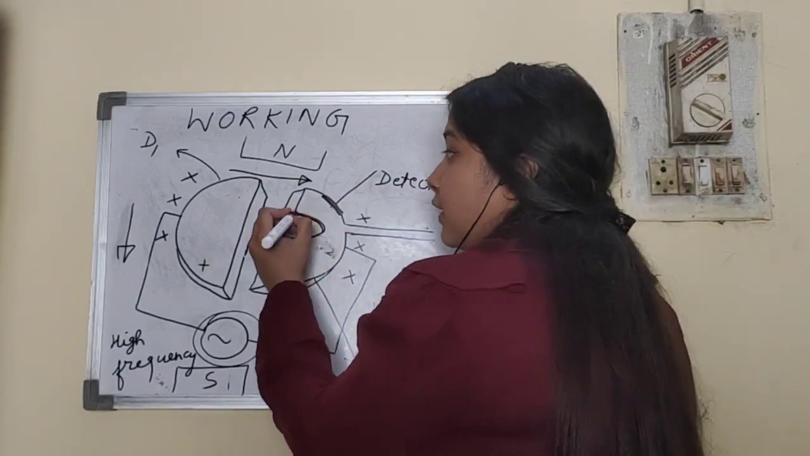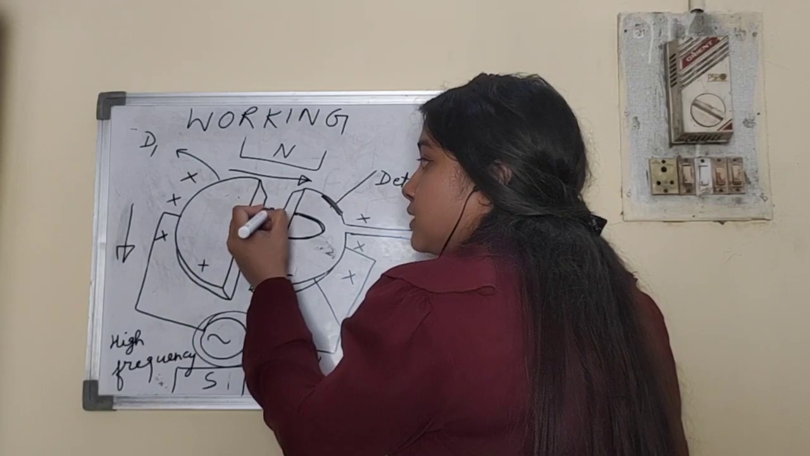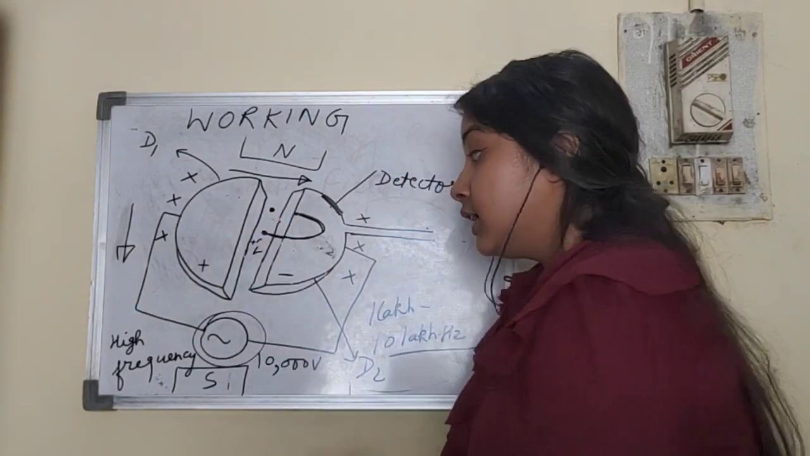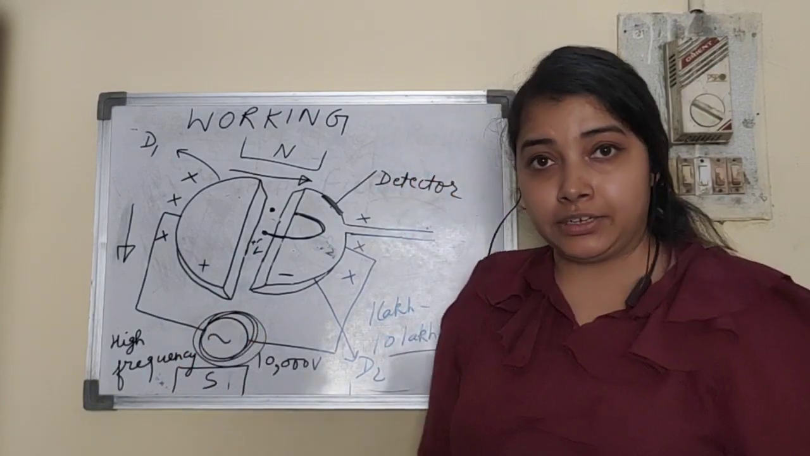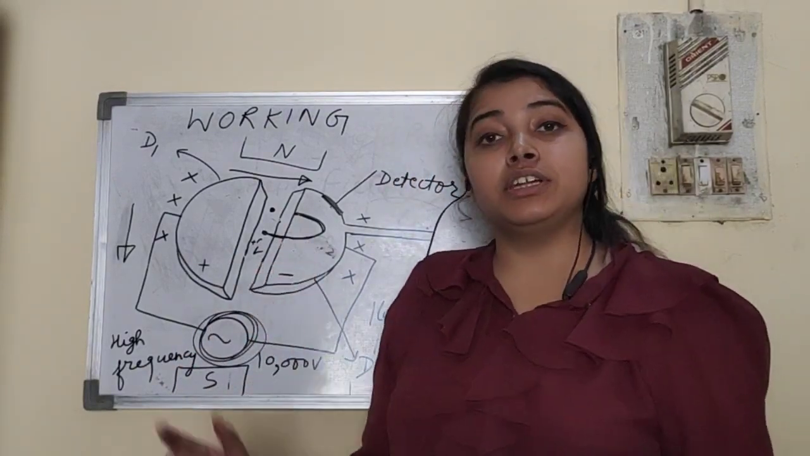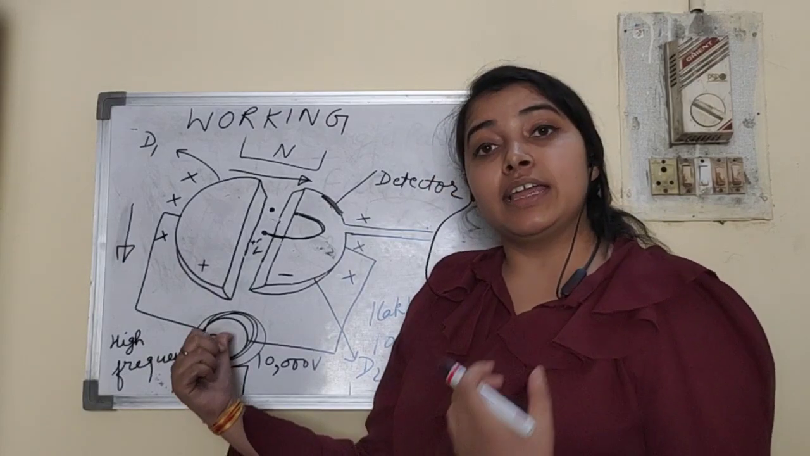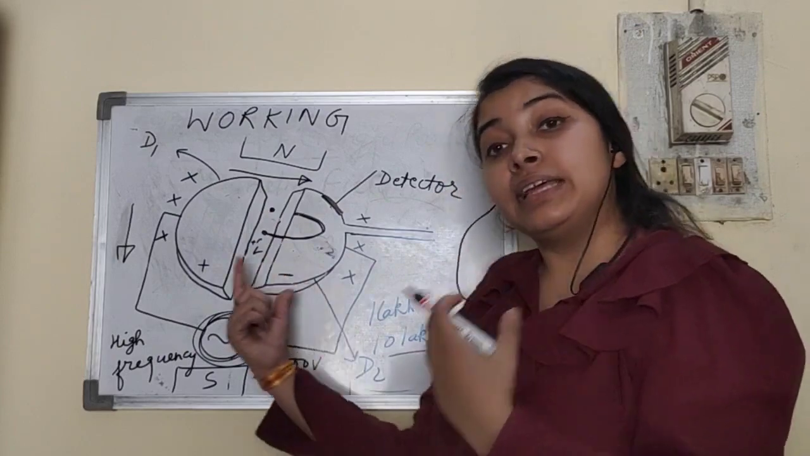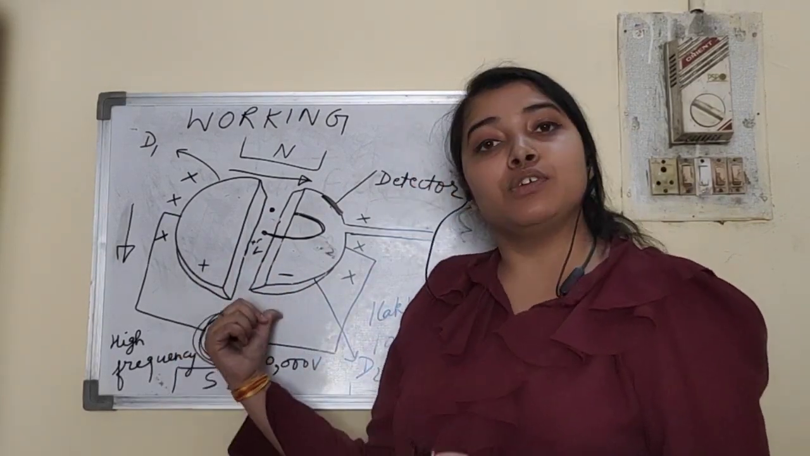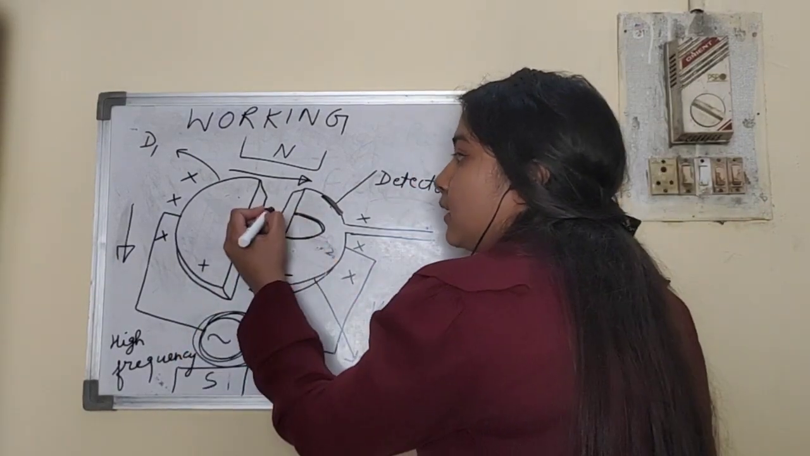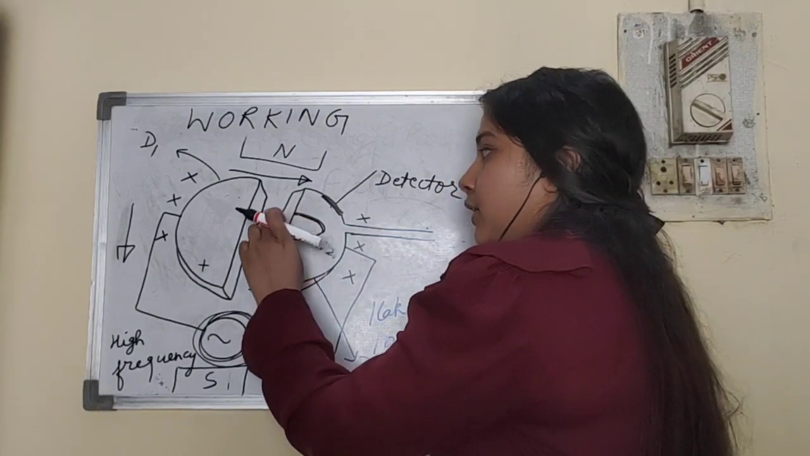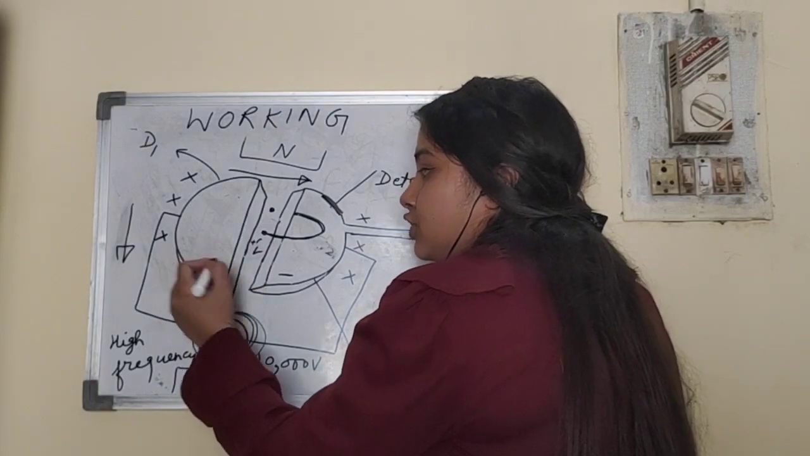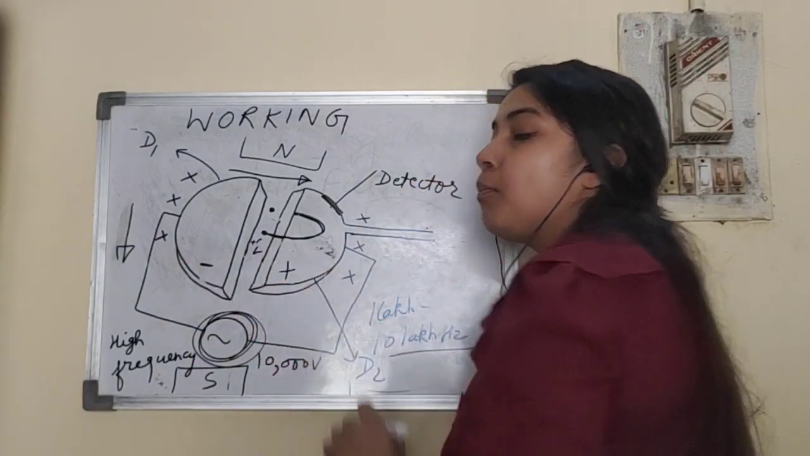Now, when the charged particle again comes outside and is present in the gap between the Ds, again the high frequency oscillator changes the polarity of the Ds. The frequency of the oscillator is set in such a way that when the charged particle enters the gap, only then the polarity of the Ds will change. Now D1 becomes negatively charged and D2 becomes positively charged.